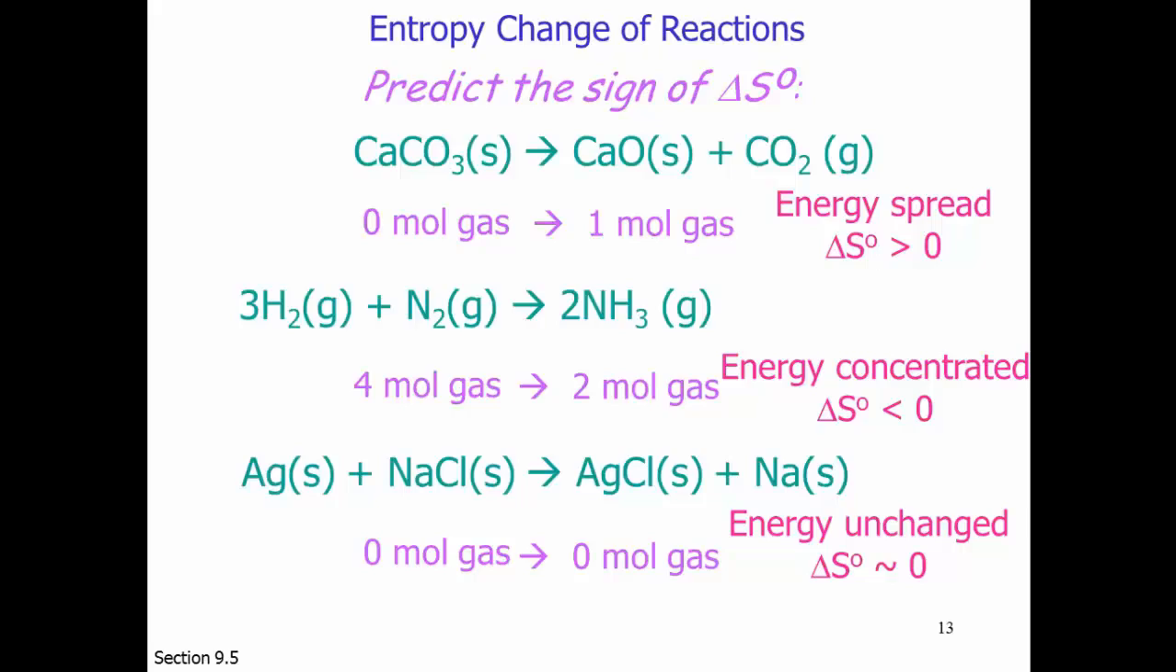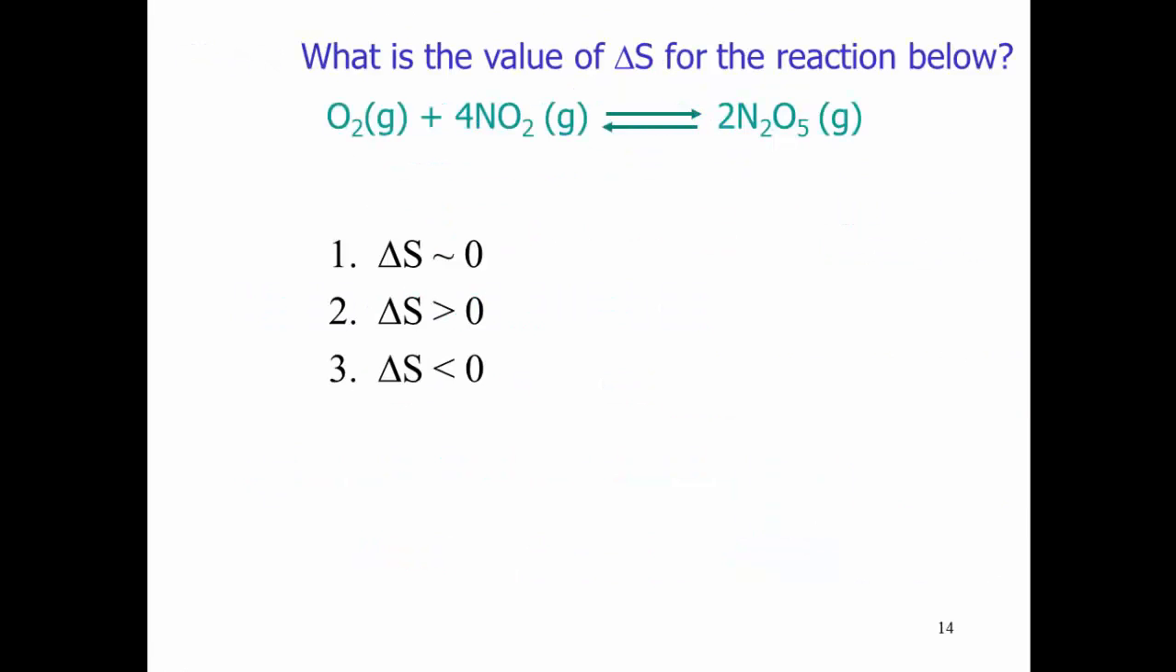Now it's your turn. What is the value of delta S for the reaction below? How many moles of gas are on the reactant side? I hope you think there are 5. And there are 2 moles of gas on the product side. 5 moles of gas to 2 moles of gas.